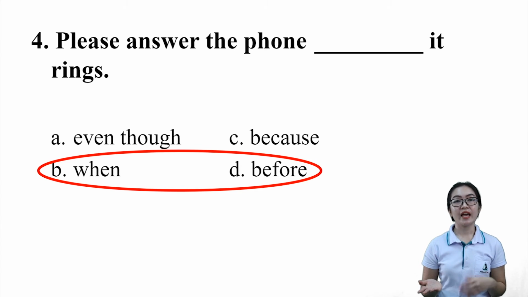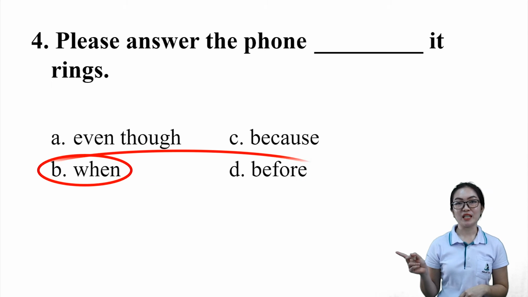Only when and before are our possible choices here. Before states an exact time. When is used for possibilities or conditions. So obviously, the answer is letter B, when.